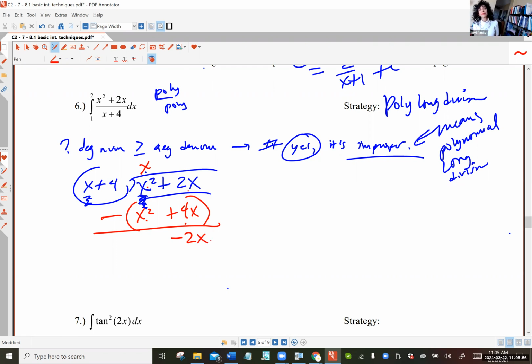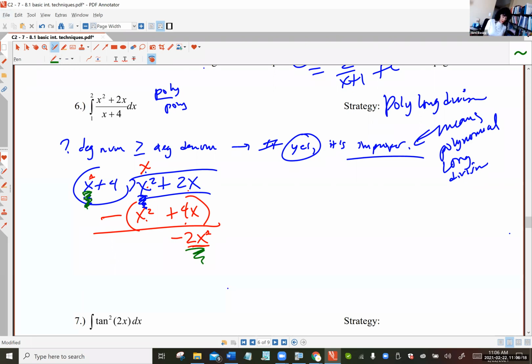Am I done? Or do I have to keep going? No. You've got to keep going, because this cannot be a remainder. This polynomial is of degree 1 and so is the divisor, and you're not done until the remainder is of lesser degree. So keep your eyeballs on the highest power terms only.